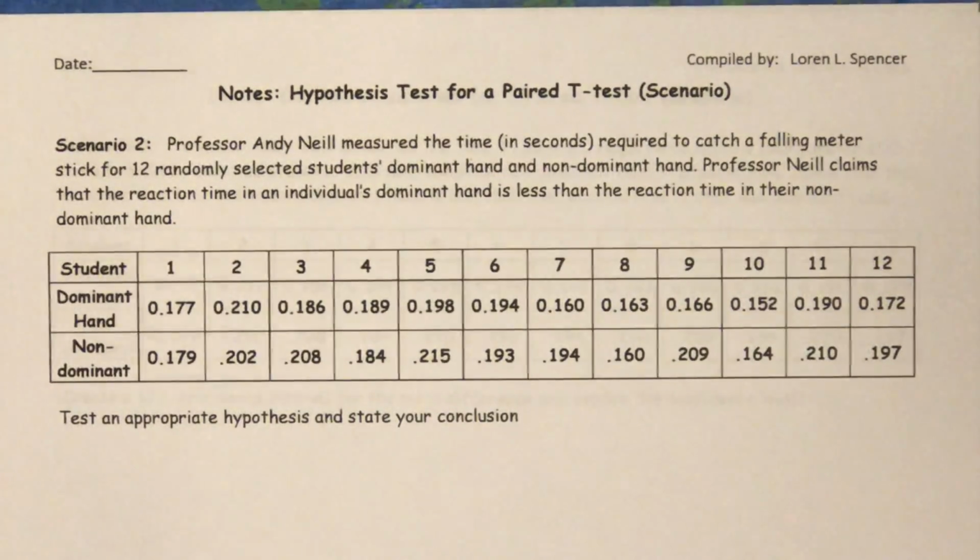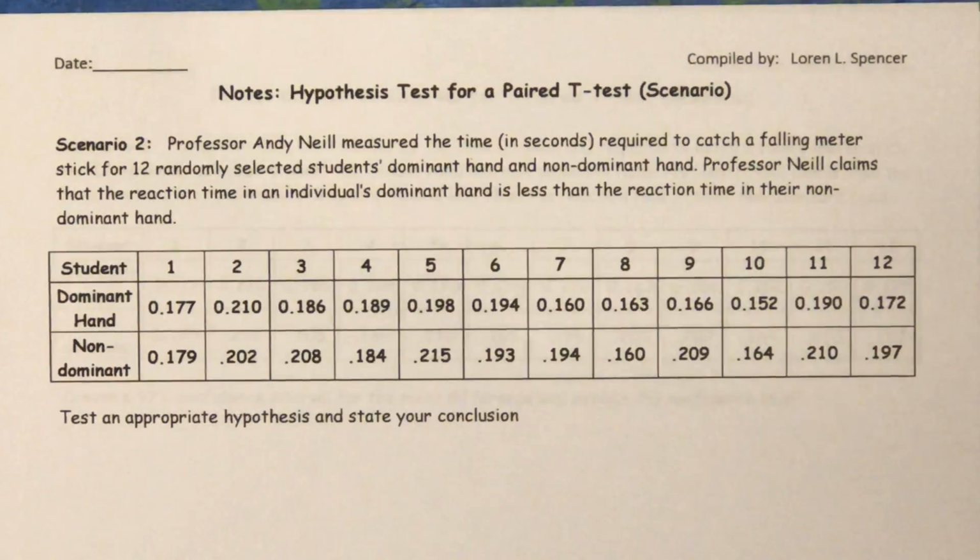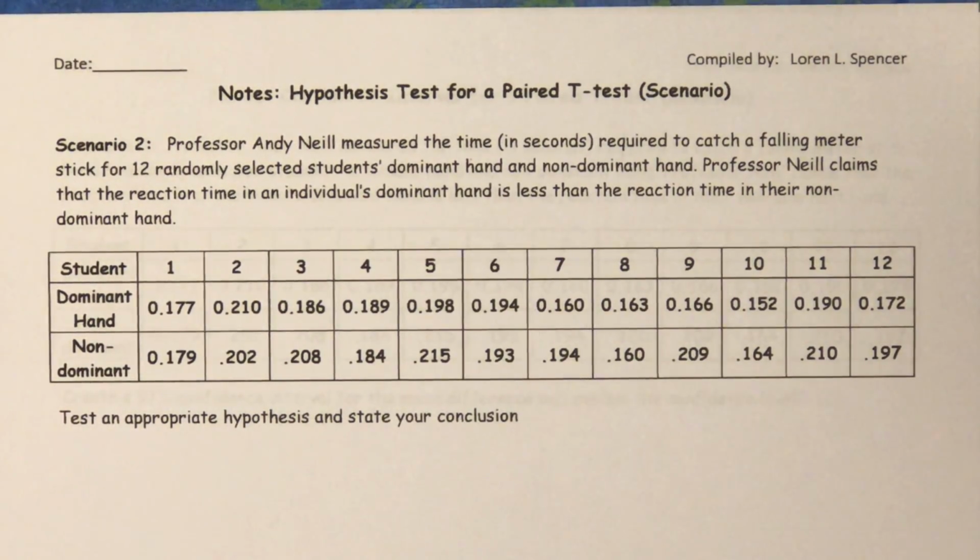Okay, so we're looking at a paired hypothesis test. Professor Andy McNeil measured the time in seconds required to catch a falling meter stick for 12 randomly selected students, dominant hand and non-dominant hand. Professor McNeil claims that reaction time in an individual's dominant hand is less than the reaction time in their non-dominant hand. They ask us to test an appropriate hypothesis and state our conclusion. So we need to make a decision.